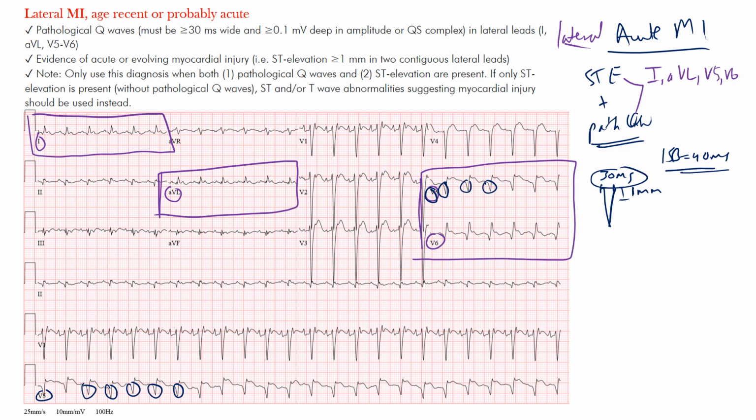Now, personally, I like to see it a little deeper, as you see here. I would say these are consistent in V6 as well, but at least 1 millimeter. It's also important to make sure they're deep and wide in these lateral leads, because you can have normal Q waves that form in these leads as the left bundle branch is depolarizing the septum from left to right, and you may see those normal Q waves in those leads, and these ones that we're talking about. So that's why it's important for them to be wide and deep as well. Hopefully that makes sense.